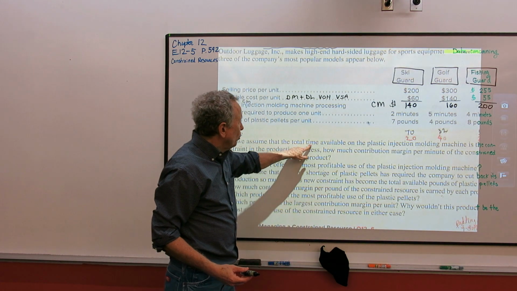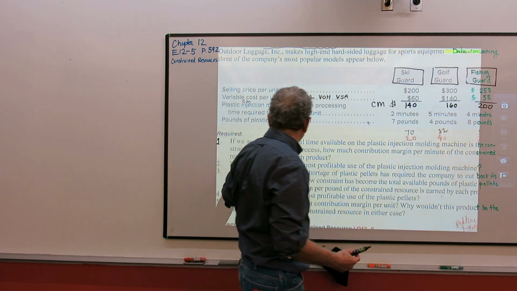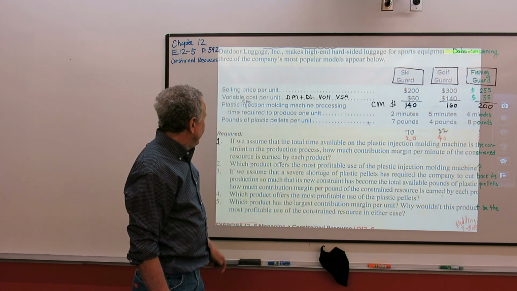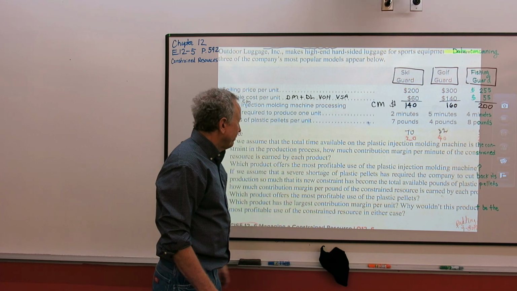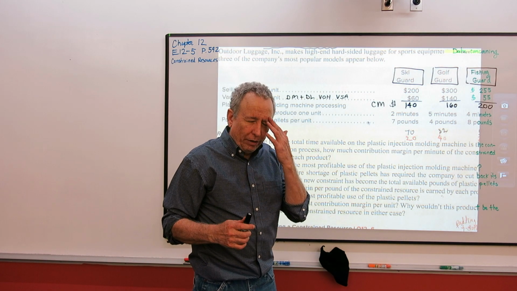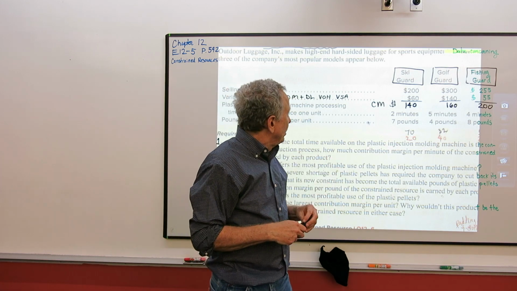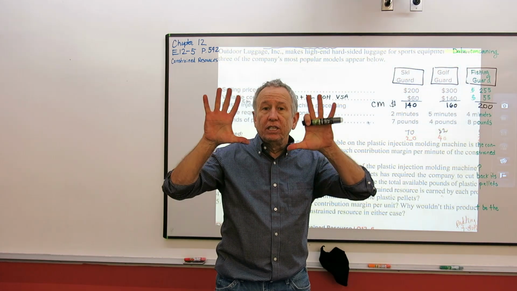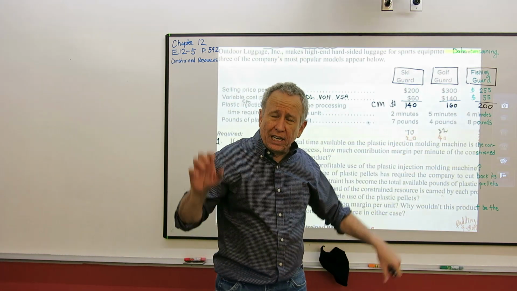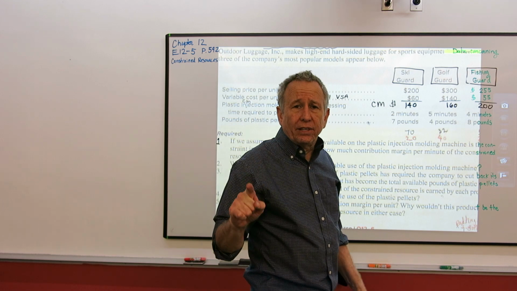If we assume that the total time available on the plastic injection molding machine is the constraint in the production process, how much contribution margin per minute of the constrained resource is earned by each product? All right, that's a long question, but I think this will really demonstrate the nature of constraint. Let's say you're at the end of a day, and you've got 10 minutes left. And let's say you can sell as many of all of these as you want. But you've got 10 minutes left, and then the shift ends. Somebody walks up to you and asks, what should I make in the last 10 minutes?